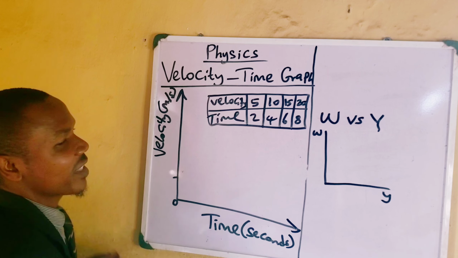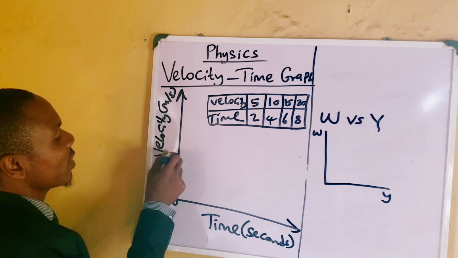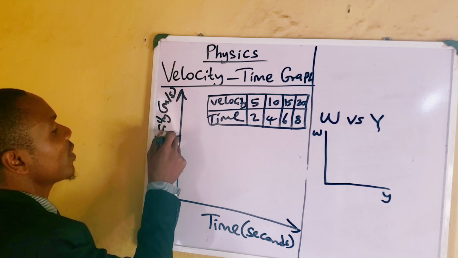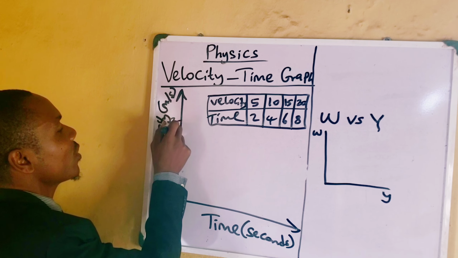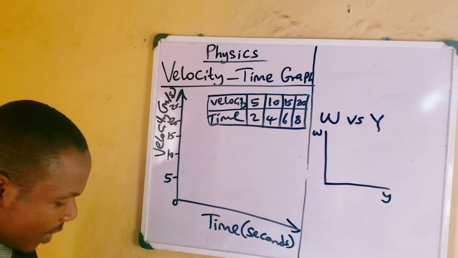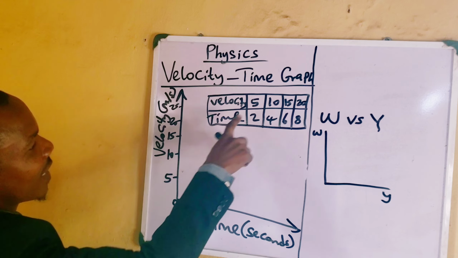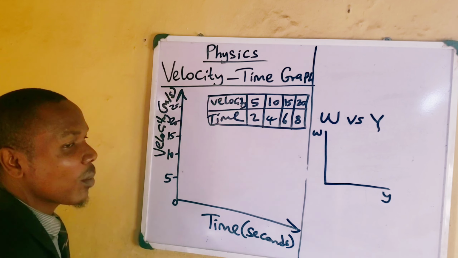Now 1 cm will represent what? 5 units. That means here should be 5. Then here should be what? I have 10. Here should be what? 15. Here should be what? 20. Here should be what? 25. In that order. Can you see that? All right, so when I do it like this, you notice that the vertical axis has accommodated every number that I have here.